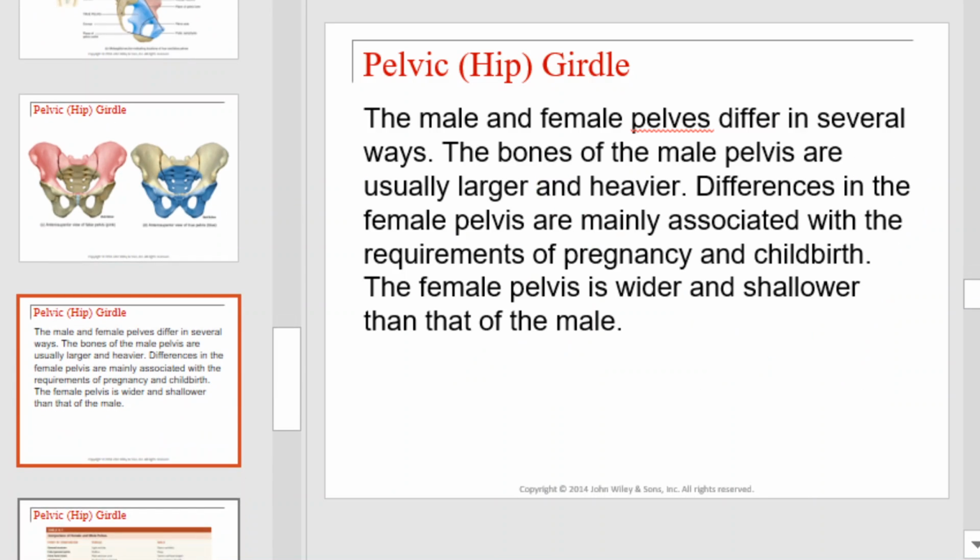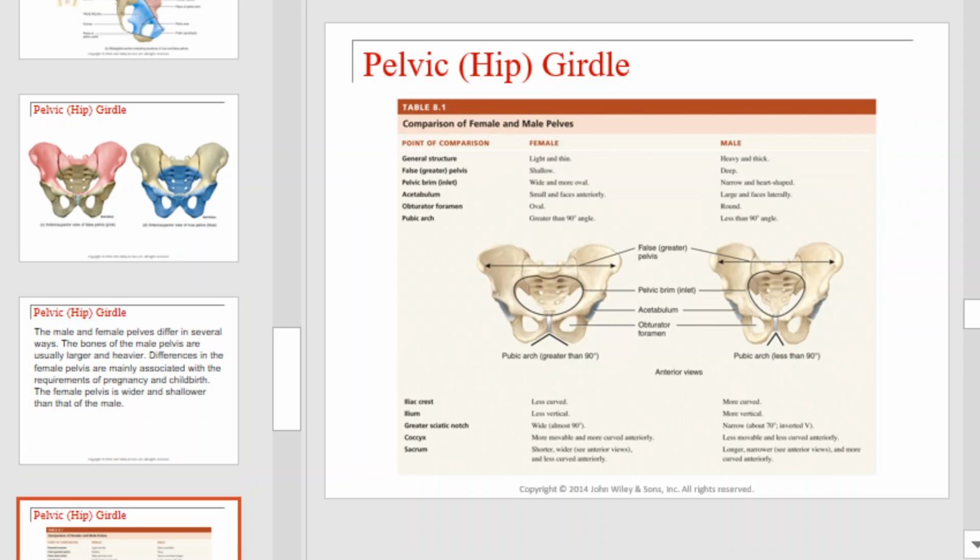The male and female pelvises differ in several ways. The bones of the male pelvis are usually larger and heavier. Differences in the female pelvis are mainly associated with the requirements of pregnancy and childbirth. The female pelvis is wider and shallower than that of the male. This table will provide you with a detailed comparison of the female and male pelvises.